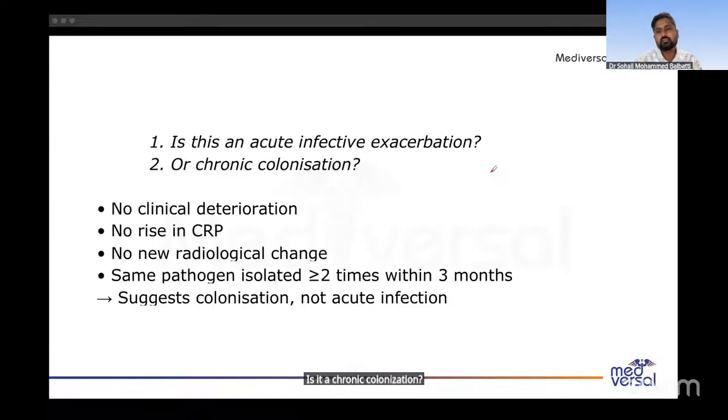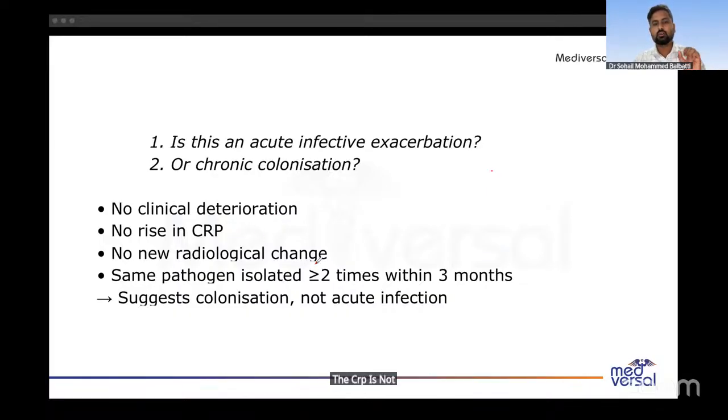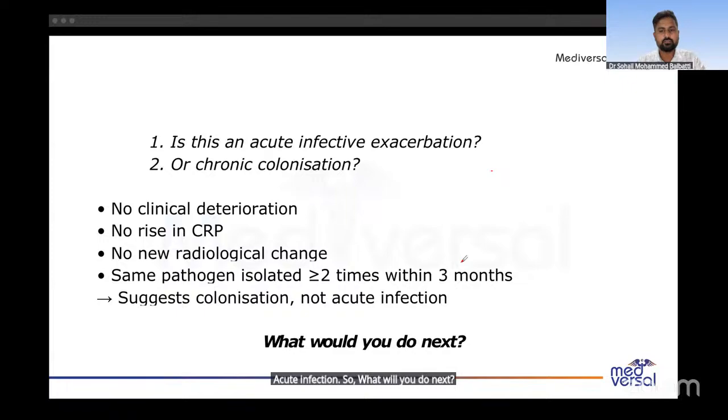Yes. So how we can substantiate that finding is there is no clinical deterioration. Patient does not give any fresh complaint. The CRP is not raised. No neurological change. But the same pathogen is grown more than 2 times within 3 months. That suggests there is a colonization and not acute infection. So what will you do next for this patient?